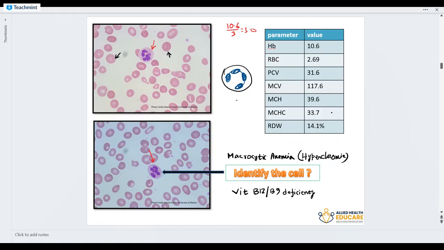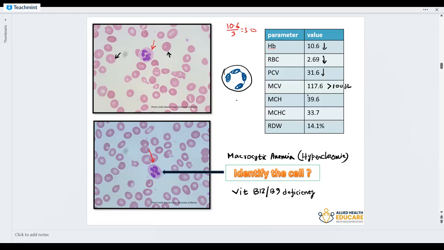It is very interesting. You may have encountered this type of report several times in your lab. Hemoglobin is as usual low. RBC count is also low. PCV value is low, below 45%. But the very interesting thing is that the MCV value is greater than 100 femtoliter. The normal value of MCV is 80 to 100 femtoliter.